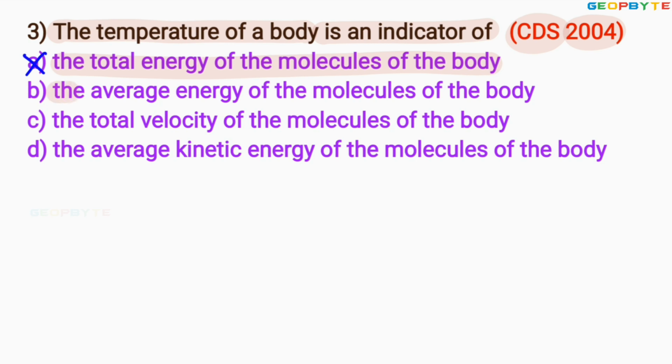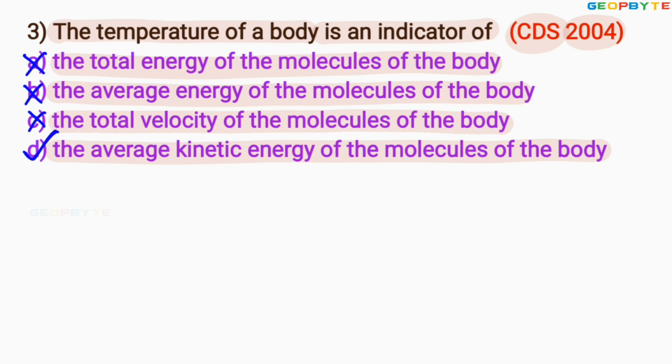Option B, the average energy of the molecules of the body? No. Option C, the total velocity of the molecules of the body? No. Option D, the average kinetic energy of the molecules of the body? Absolutely correct. The average kinetic energy of the gas present in the system is representing the temperature of that gas. I hope all of you clearly understood.